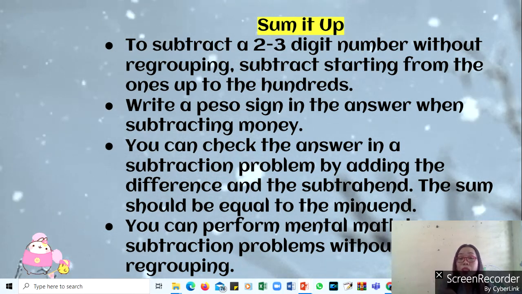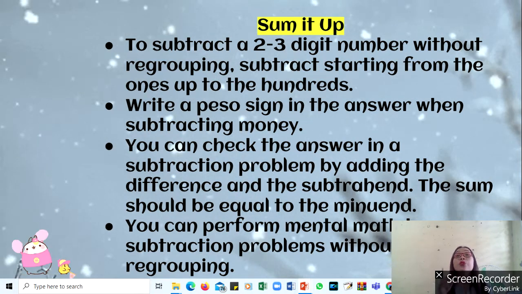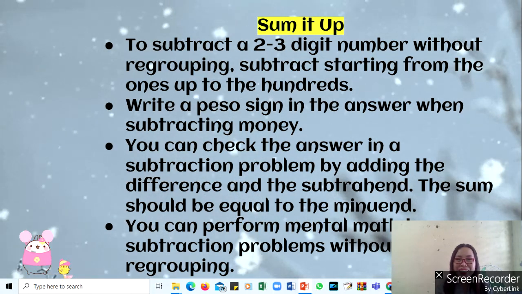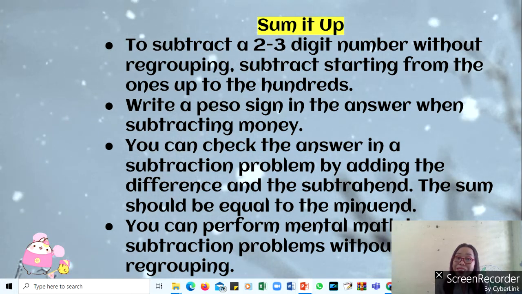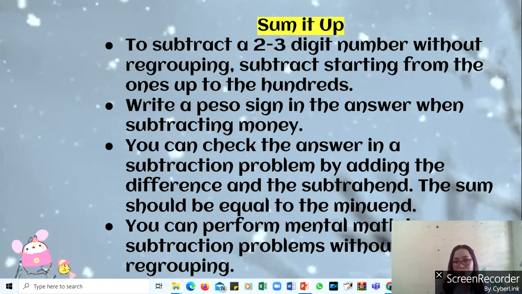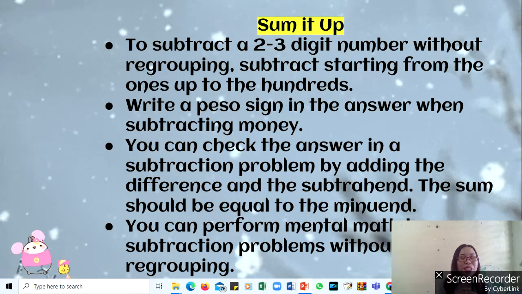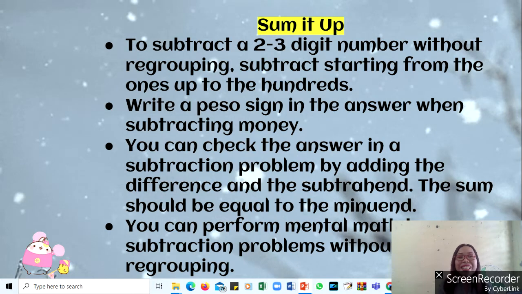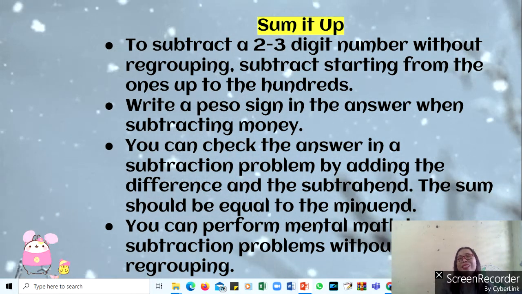So, to sum it up, to subtract a 2 to 3 digit number without regrouping, subtract starting from the ones up to the hundreds. Write a peso sign in the answer when subtracting money. You can check the answer in a subtraction problem by adding the difference and the subtrahend. The sum or the total should be equal to the minuend. You can perform also mental math to answer subtraction problems without regrouping. So kung madali lang, pwede mo naman gawin mental math. Yes, mabilis lang yun. Okay?